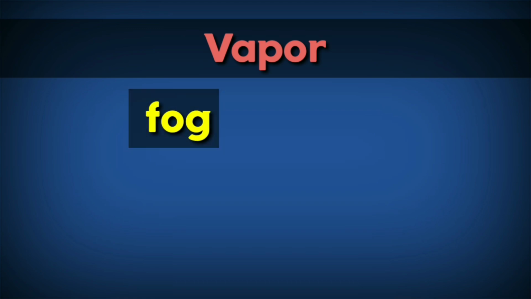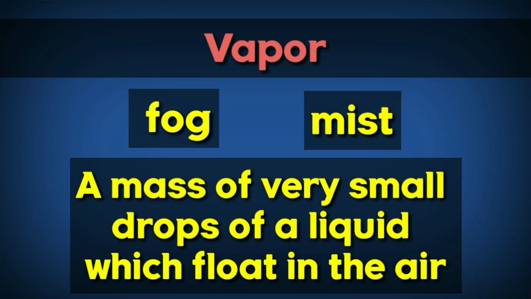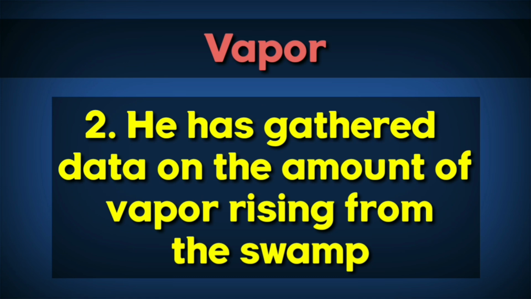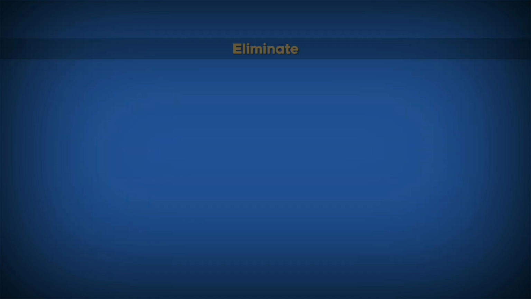Vapor. Vapor means fog, mist, or a mass of very small drops of liquid which float in the air. For example, scientists have devised methods for trapping vapor in a bottle so they can study its makeup. He has gathered data on the amount of vapor rising from the swamp.